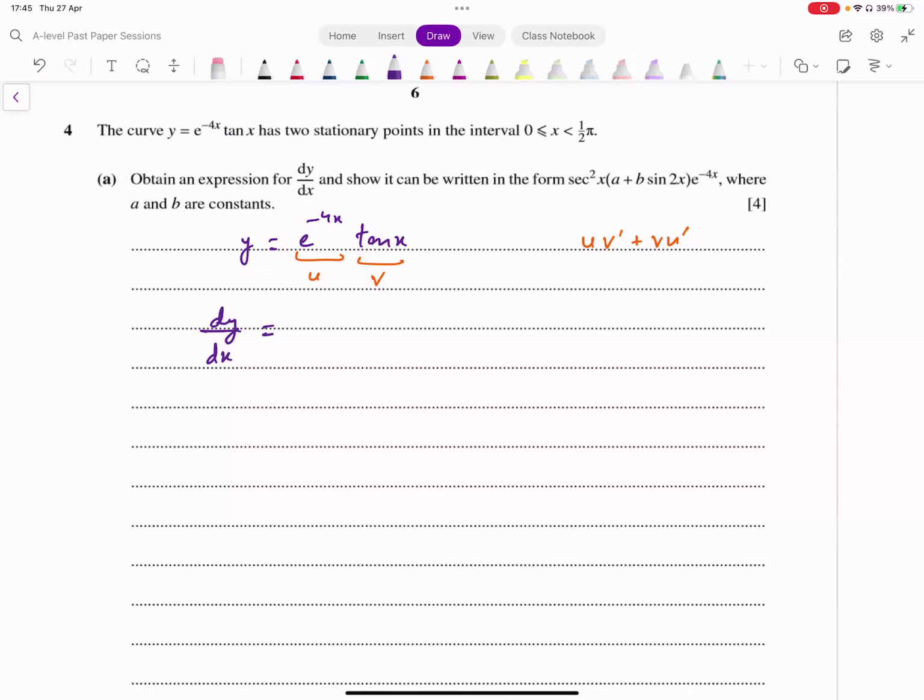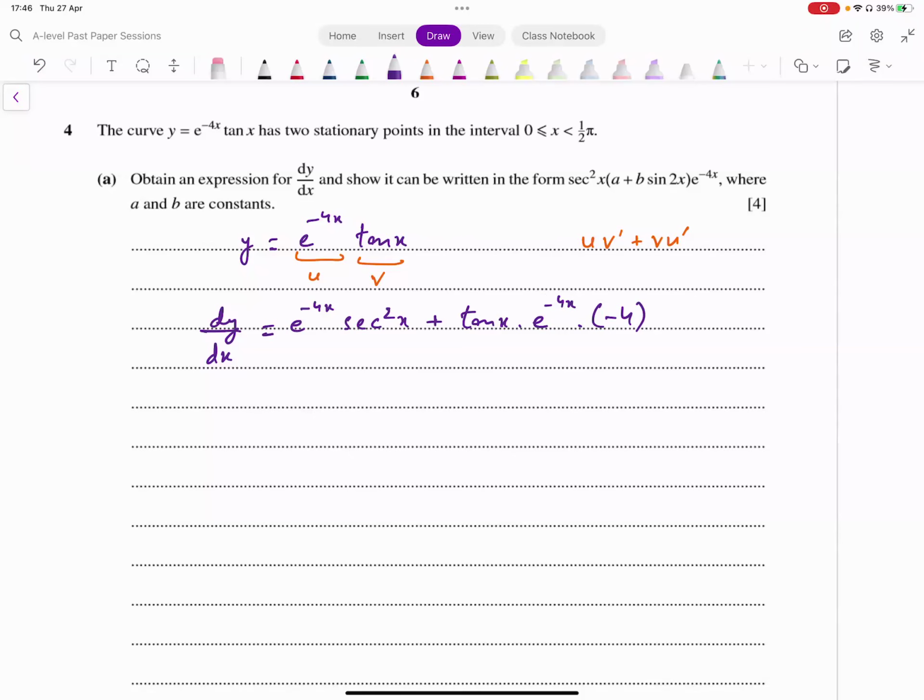U as it is, that means e raised to power minus 4x as it is, into v dash, that means the derivative of tan x, which is secant square x, plus v as it is, that means tan x as it is, into the derivative of e raised to power minus 4x, which is e raised to power minus 4x as it is. However, you have to multiply by the derivative of minus 4x as well, which turns out to be minus 4. आपको इससे multiply करना पड़ेगा.